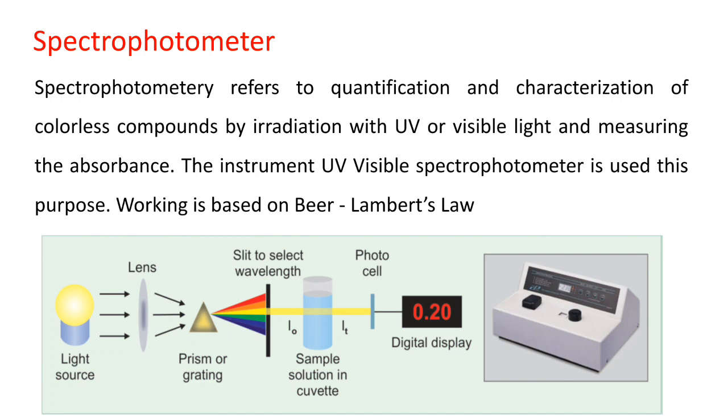Here you can see the parts of a spectrophotometer: usually the light source, and the lens and prism or diffraction grating, which will give the required monochromatic light with a specific wavelength, which will pass through the slit. Then the sample, which may be a colorless sample, will absorb some of the light, and the transmitted or emergent light will be irradiated on the photocells, which will convert the light into electrical energy and will be displayed.